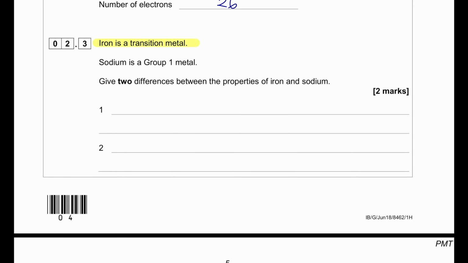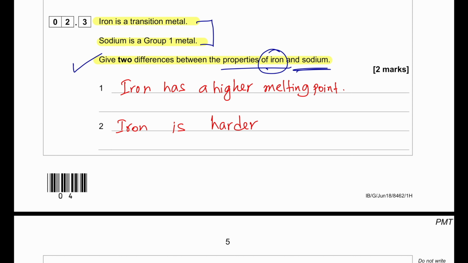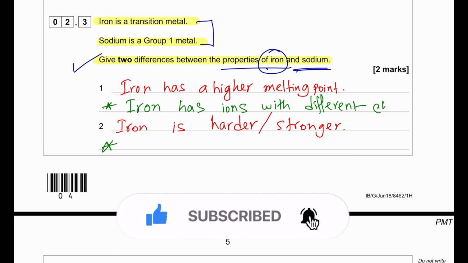Iron is a transition metal. Sodium is a group 1 metal. Give 2 differences between the properties of iron and sodium. In terms of a transition metal and a group 1 metal, when they ask for 2 differences in properties of iron and sodium, they're asking us to compare. So you're going to say iron has a higher melting point and a higher boiling point, iron is denser, and iron is harder. Because they want 2 differences between the properties of iron and sodium, we can go for physical properties or we can talk about chemical properties. So the answer can be as follows.